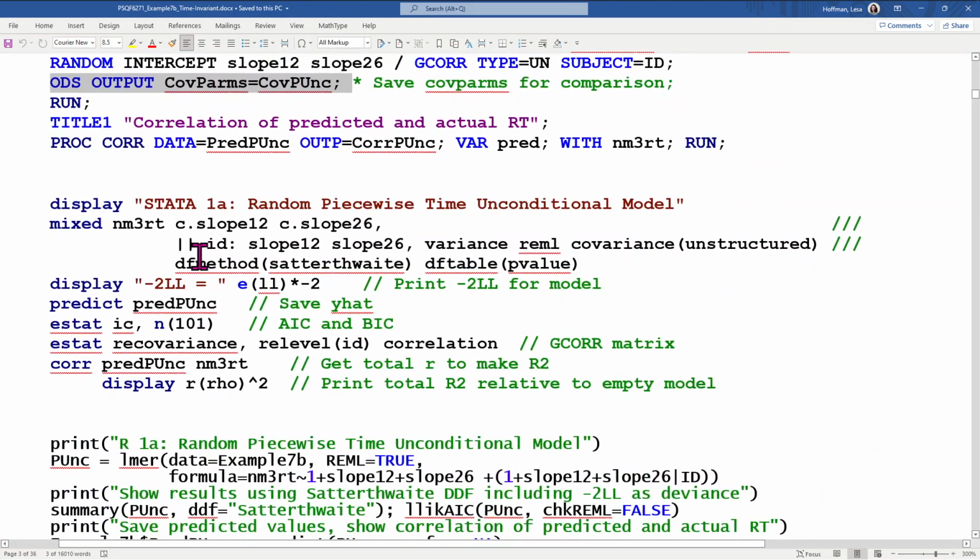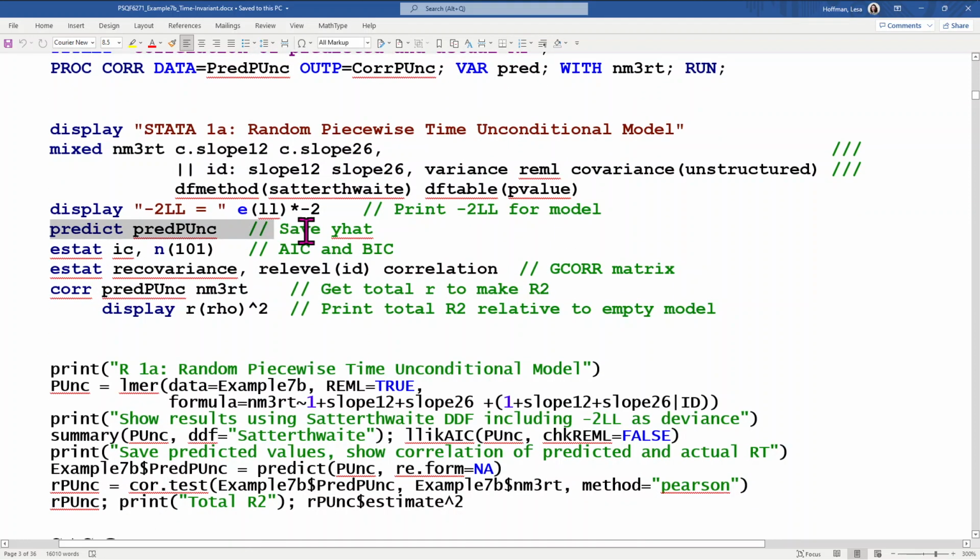In Stata, we have the fixed slopes entered here after the outcome in the mixed line. The random slopes are here after the bar. What's not written but implied is the random intercept, which was basically that space right here. I also have a new line here, the predict function. So what this is going to do is create a new column in my data set that is named pred_p_unc. And so each column must be named separately. You can't have the same column names in Stata.